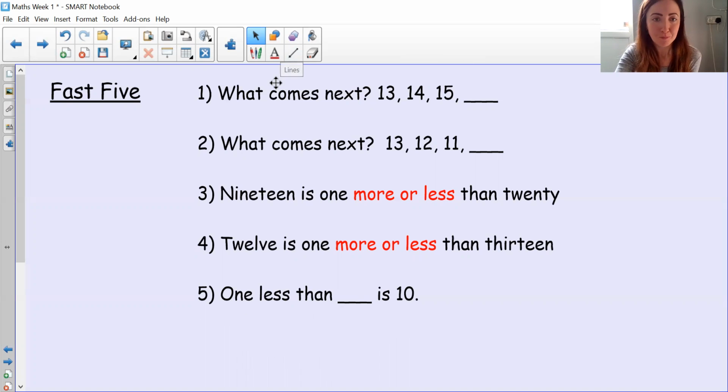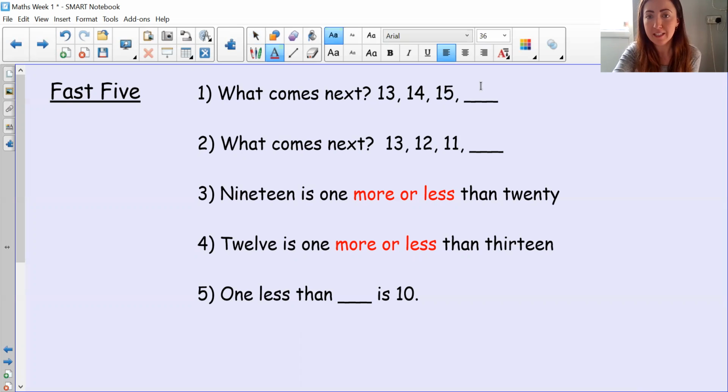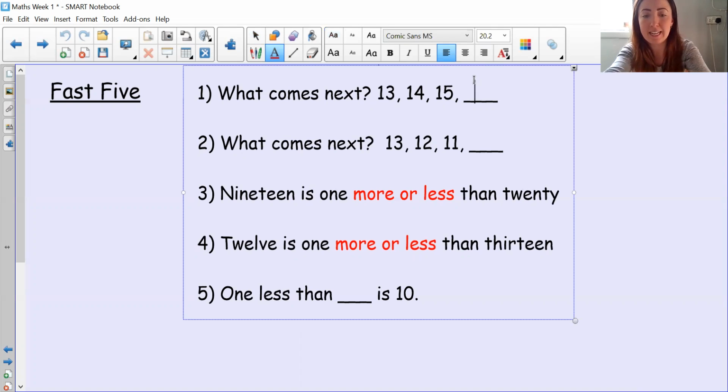Okay then, so number 1, what comes next? So the numbers are 13, 14, 15. So am I counting forwards or backwards? I must be counting forwards because the numbers are getting bigger each time, that's right. So 13, 14, 15, we're counting forwards in ones, so the next number must be 16.